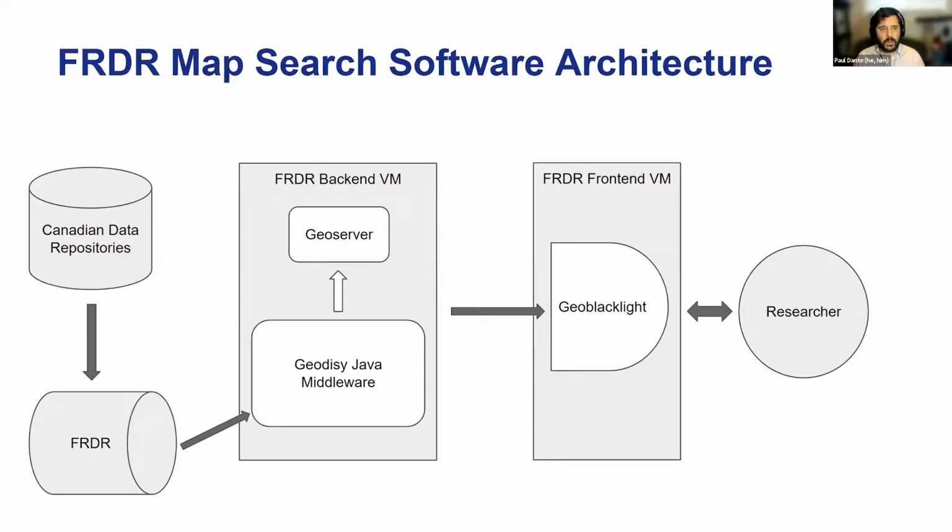This is the general software architecture for FRDR Map Search. First, Canadian data are pulled into FRDR. From there, we send a file from FRDR to the middleware where it's processed. Files are put into GeoServer. Then metadata are sent from there to GeoBlacklight, where researchers can search for them.